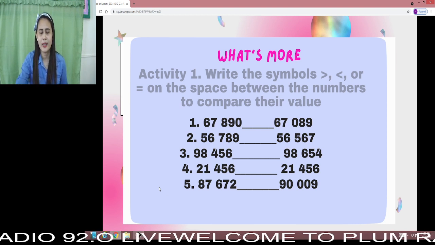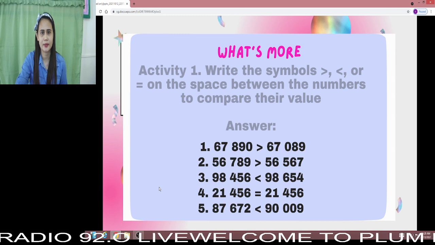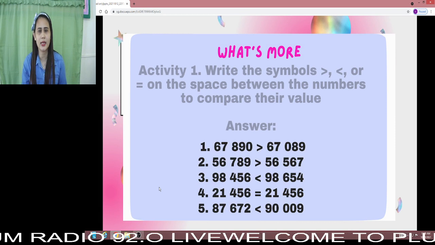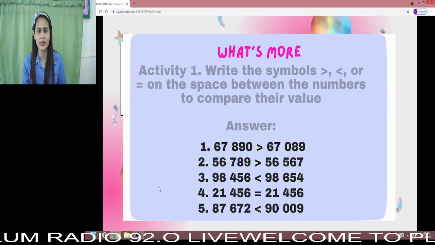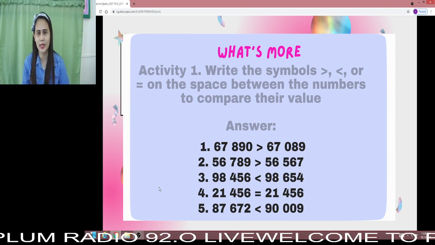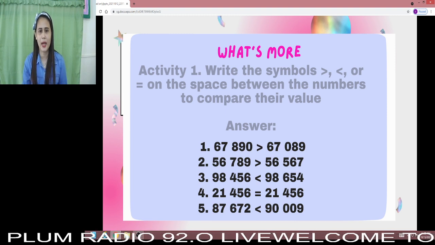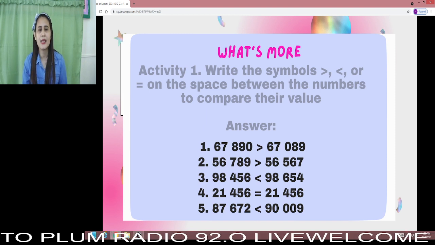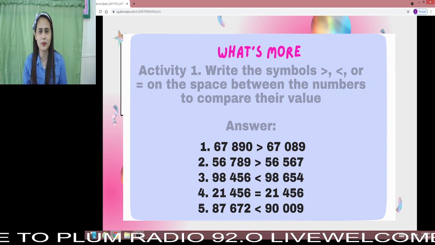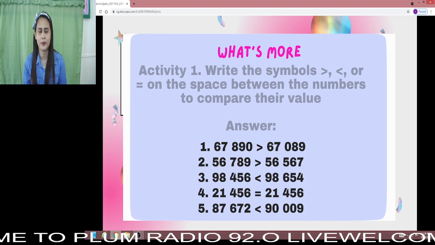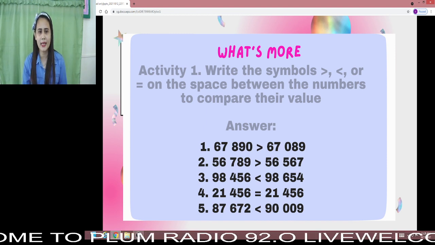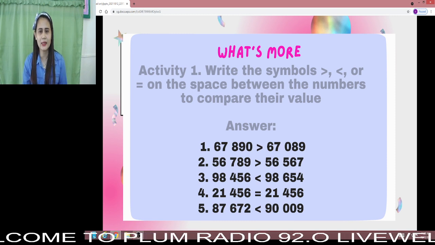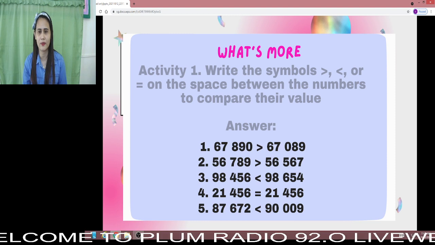Time's up. Let us check your answer. For number 1, 67,890 is greater than 67,089. For number 2, 56,789 is greater than 56,567. And for number 3, 98,456 is less than 98,654.